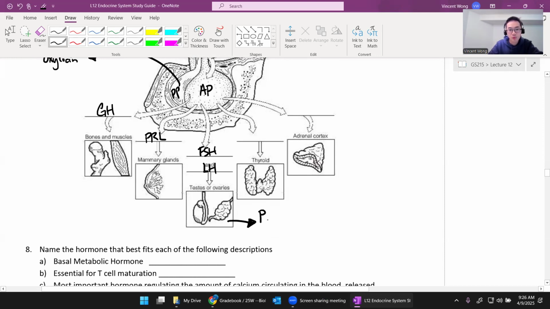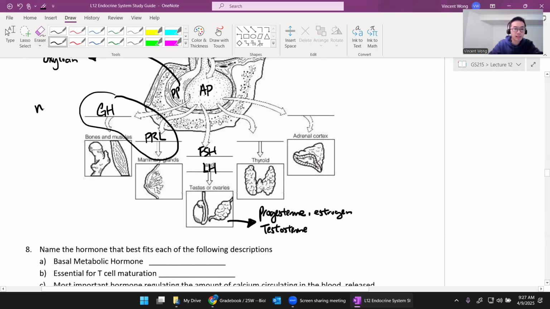You're going to have progesterone coming out. You're going to have estrogen coming out. You know what? Let's just write them out. Progesterone, testosterone, and estrogen, right? You see, these things will cause another gland to release more hormone. That's why they are tropic. These are non-tropic. They don't cause another gland to release more hormones. Okay, I think you get the point. I hope you get the point.